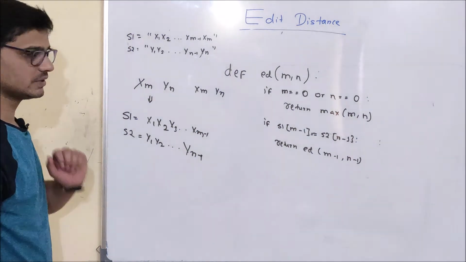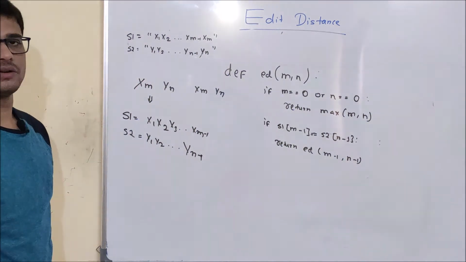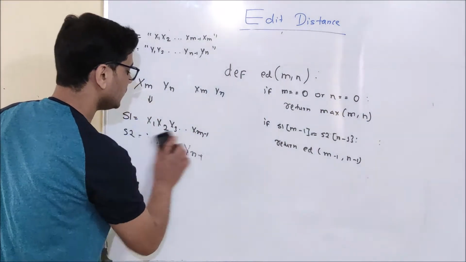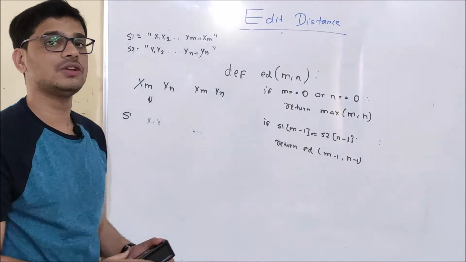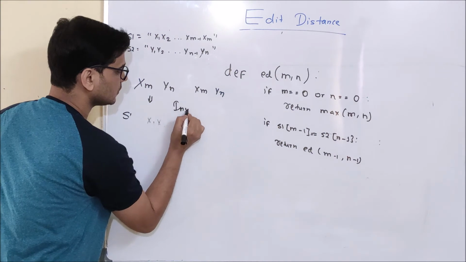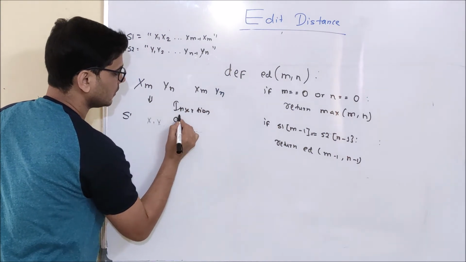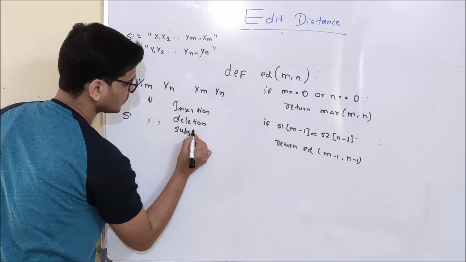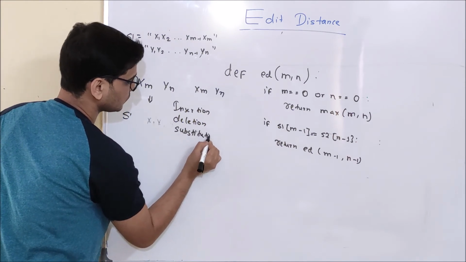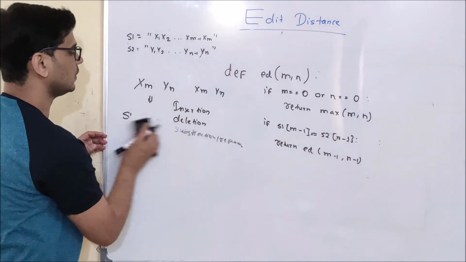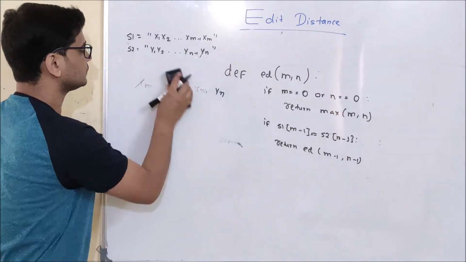Now the last case. Suppose these two characters are not matching, then what can we do? Here we are allowed to perform three operations. And what are those operations? Insertion, deletion, and substitution, or you can say replace. So first of all, let's see insertion.